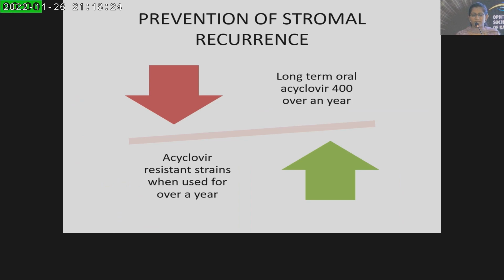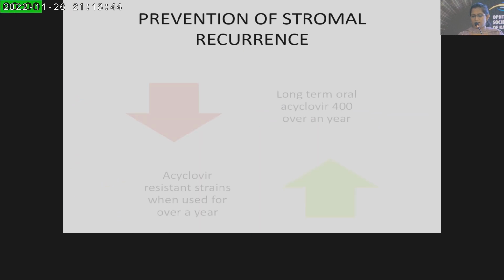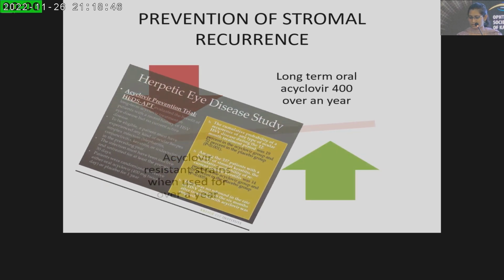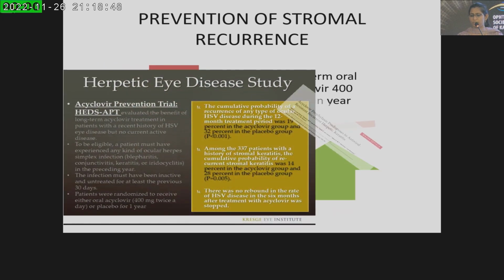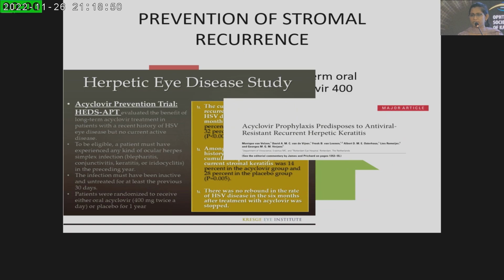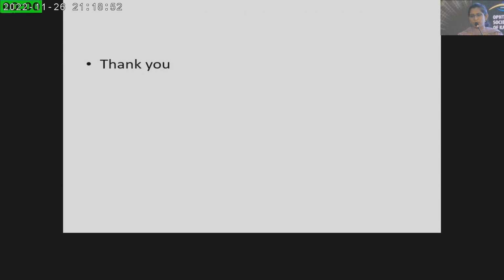Prevention of stromal recurrence is a big headache for clinicians as well as for the patient, because it comes back again and again. The last thing we resort to is oral acyclovir 400 milligrams BD. In many patients, we have to give it for over a year, especially for keratoplasty. But the problem is, if you give it for that long, you have to deal with acyclovir resistance. There are so many studies on both sides, so the basic consensus is giving 400 milligrams BD for 1 year and not more than that if possible.